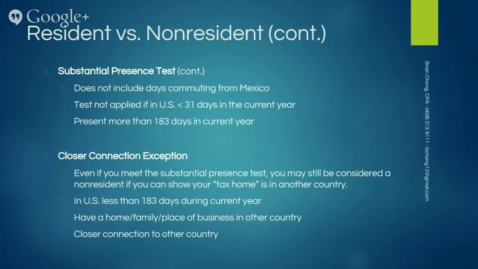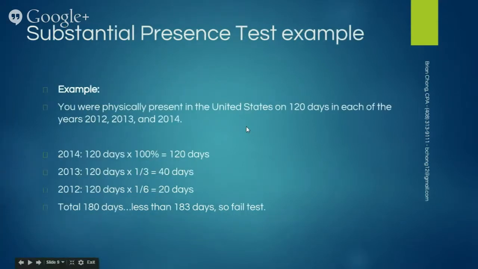Even if you do meet the substantial presence test, let's say you've lived in the U.S. for most of the current year, you may still consider yourself a non-resident if you can show that your tax home is in another country. So let's say you have your family and your business in another country, or you're just more closely tied to the other country, then you can argue that you are a non-resident.